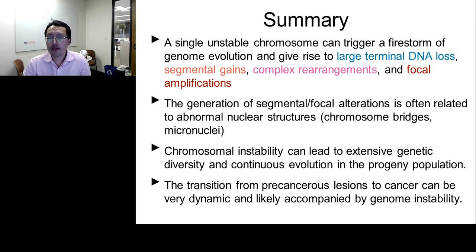Finally, we think that the transition from precancerous lesions to cancer can be very dynamic, and genome instability might play an important role in generating diversity of genotypes that would provide a repertoire of cells that can be selected for under certain tissue context.